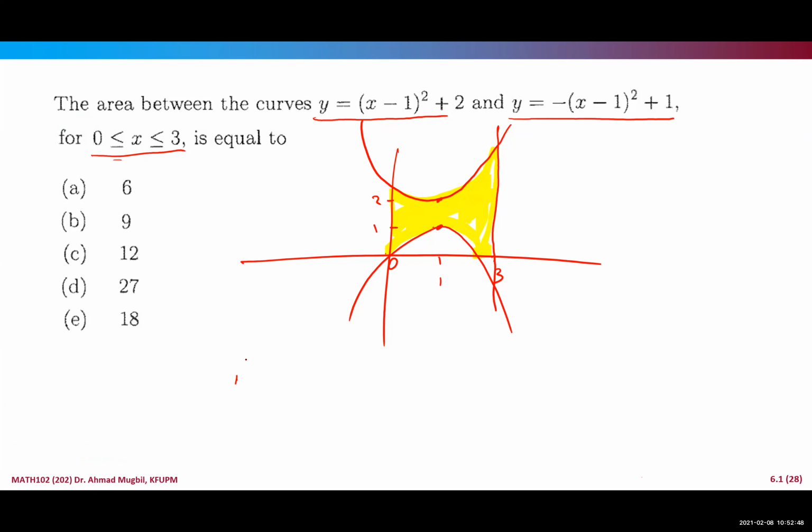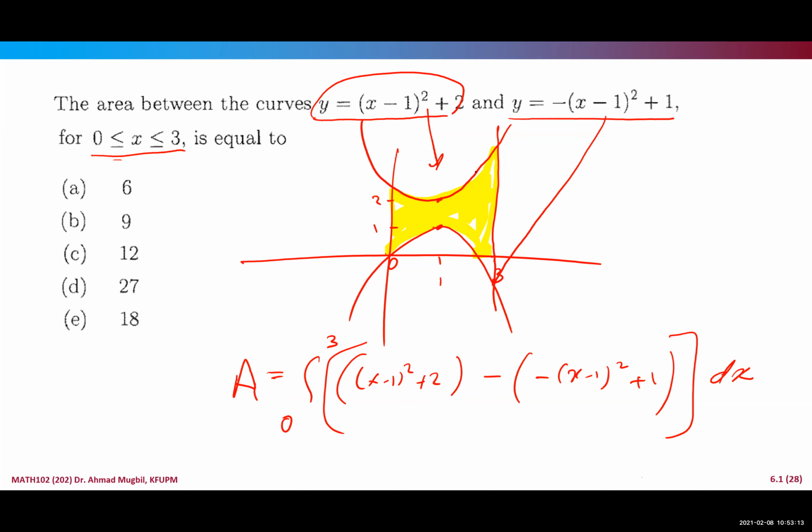To find this area as an integral, it will be the integral from where? From 0 to 3. Which one is upper? This one. This is the graph of this one, and this is the graph of the other one. So it will be (x minus 1) all squared plus 2, minus the other one, negative (x minus 1) all squared plus 1. All of this integrated with respect to x. Don't try to find intersection points, because there are no intersection points between these two graphs.